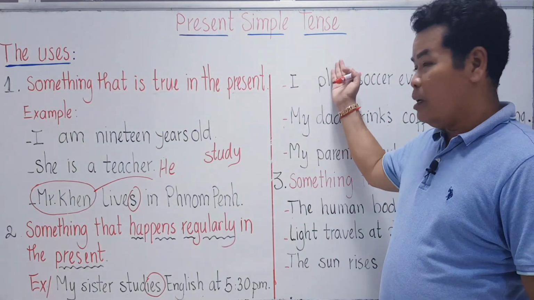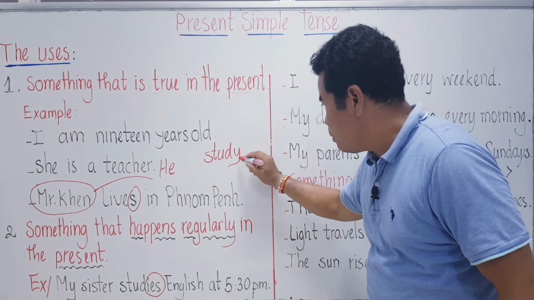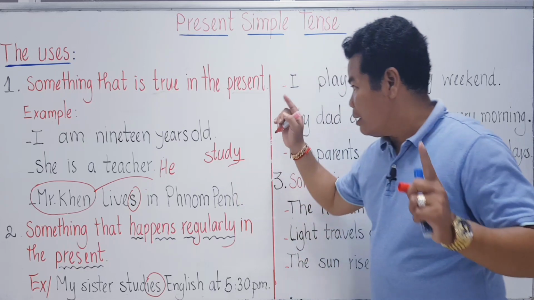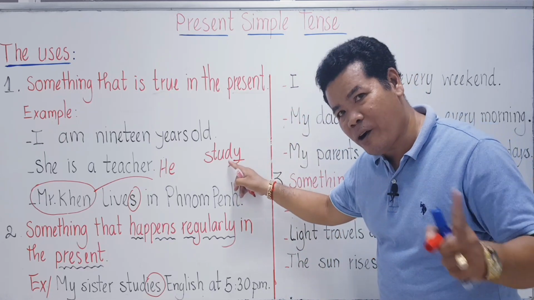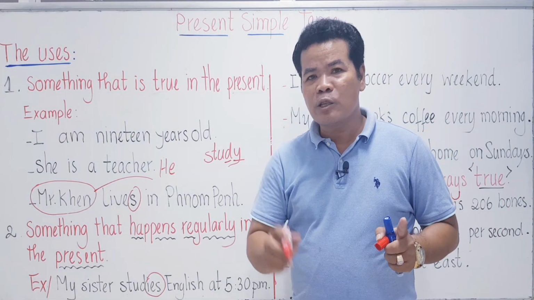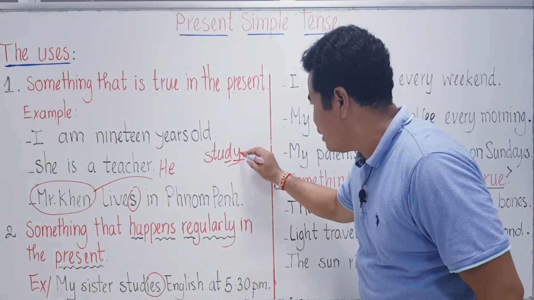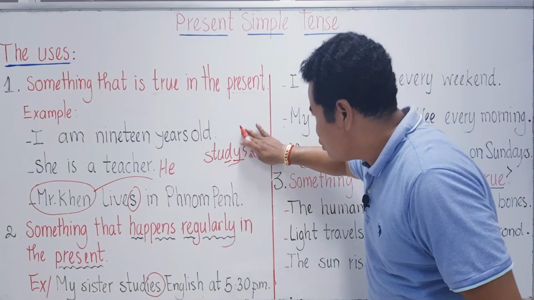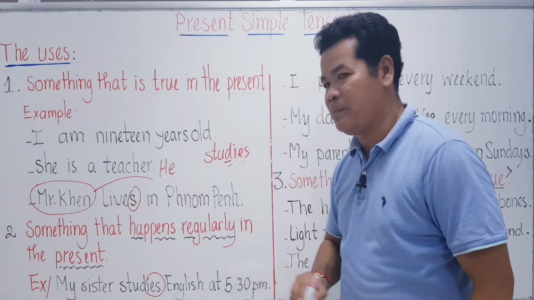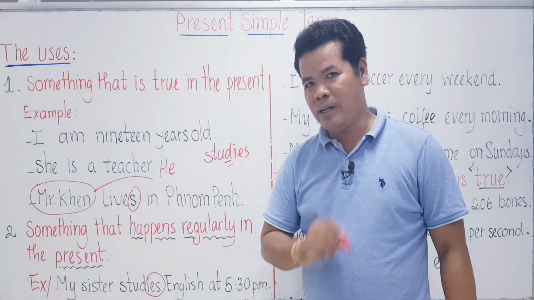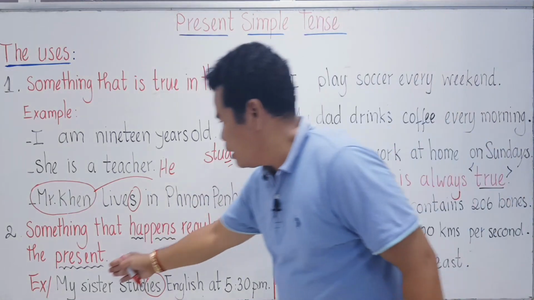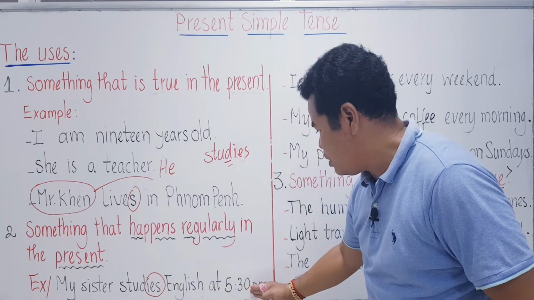But when we use it with the third person singular, as I told you, you have to look at the end of the verb. Is it Y? Yes. And before Y, do we have a consonant or vowel? Please check it out. D is a consonant. That's why we cannot just change Y and plus S. So change Y to I and add ES to the verb. I hope you will understand it and you still remember it. Are you clear? Sure. Now, my sister studies English at 5:30 p.m.